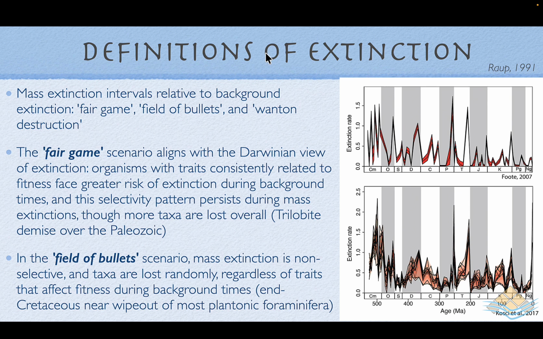For example, if we look at trilobites, they underwent a gradual demise across the Paleozoic. Then we have the field of bullets extinction scenario, where mass extinction is non-selective and taxa are lost randomly regardless of the traits that are affecting their fitness during the background times, the fair game times. So, for example, we can think of the end Cretaceous that nearly wiped out most planktonic foraminifera.